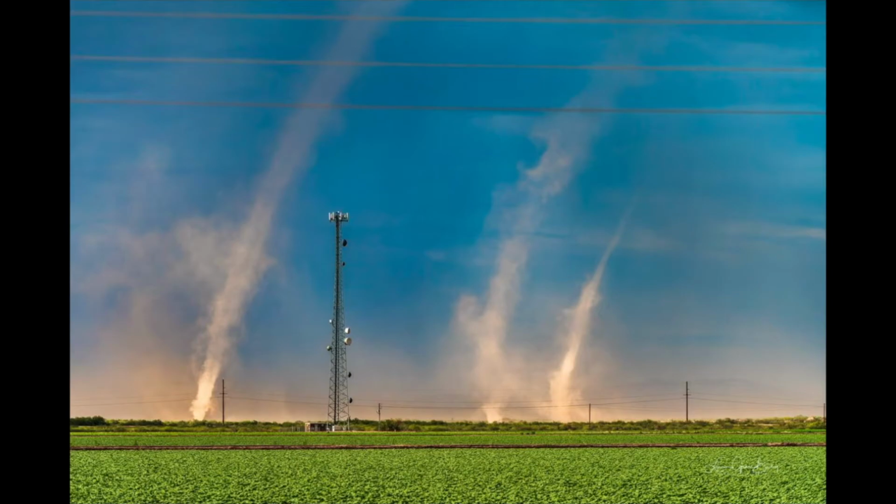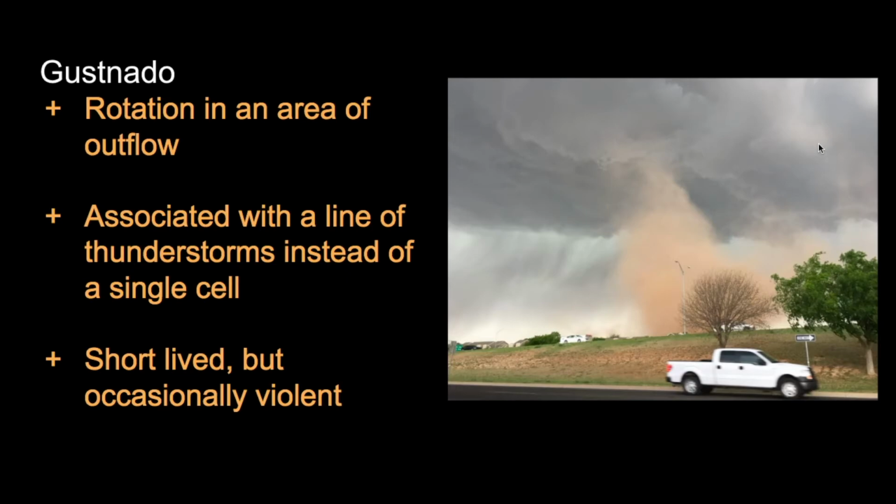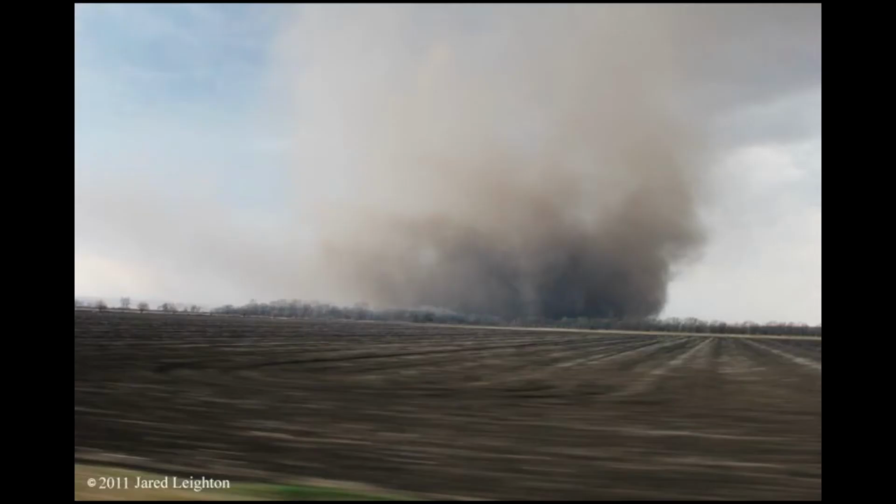Probably the least tornadic looking thing is something called a gustnado, which is an area of rotation in a dominantly outflow area. Generally, it's associated with this big long line of thunderstorms instead of a cell. We'll talk about that later. And another reason I even bring them up is they can do significant damage occasionally. Now, again, for the most part, these are just a dust cloud that's spinning. This is a gustnado. I've driven through several of these. They have strong winds in them, but they're not crazy, maybe 80 to 100 miles an hour, and they're dusty.